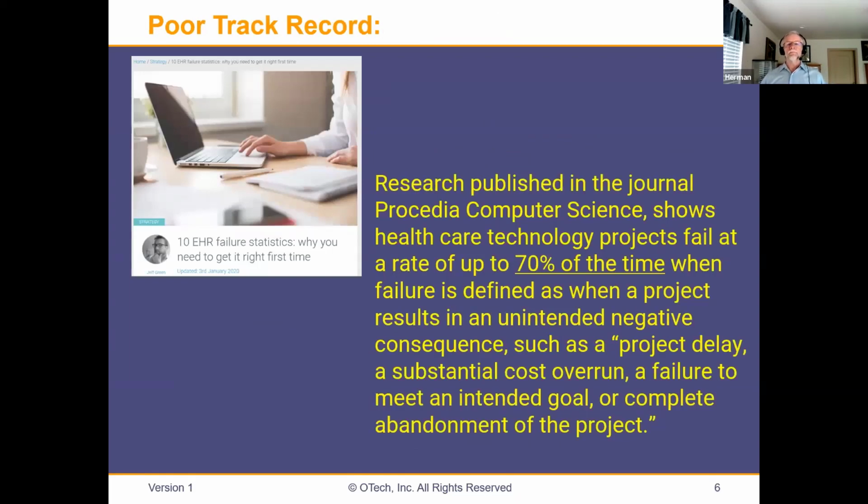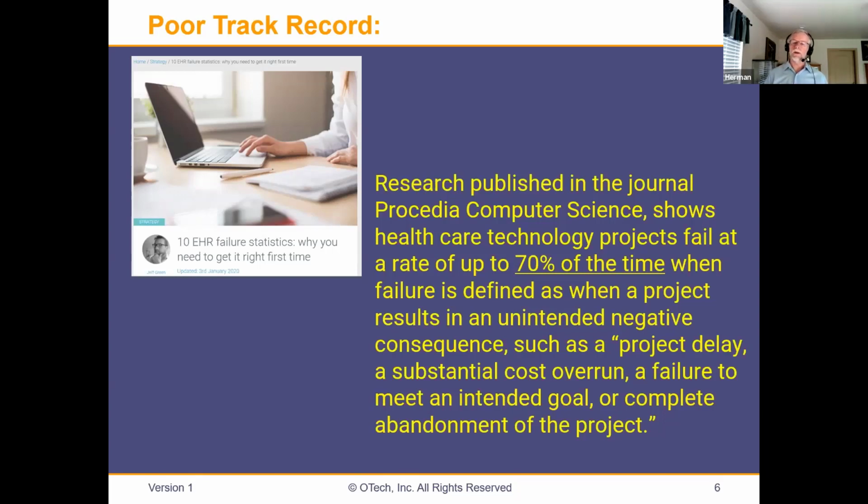So one of the reasons we talk about project management is that, unfortunately, projects have a very poor track record, right? 70% of the time, healthcare technology projects fail. Isn't it amazing? 70%, sometimes I almost can't believe it, like 7 out of 10, right? Failure is defined, of course, as unintended negative consequences like delays, overruns, we didn't meet our goals, or you just give it up, right? You let it go. 70% of the time. Isn't it amazing that only 3 out of 10 projects end successfully?